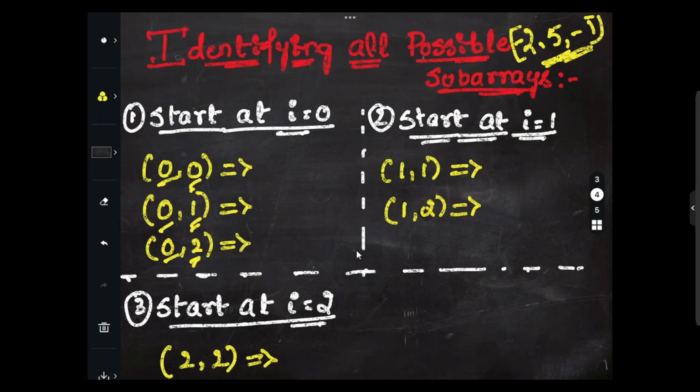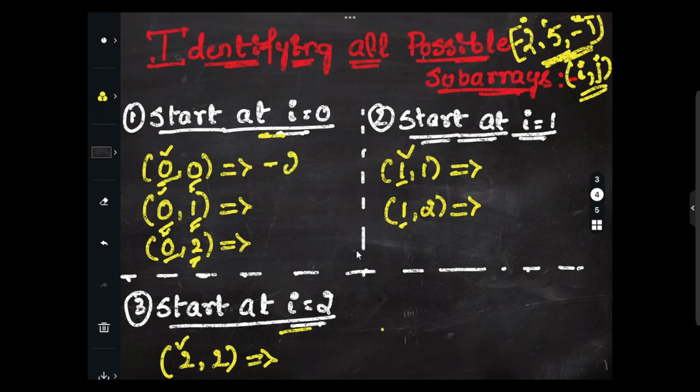For nums -2, 5, -1, there are 3 elements, so we consider i, j points. If we consider this as x and y, for x we will be considering 0 because we have to start from i equals 0. For i equals 1, we will be starting from 1, and for i equals 2, we will be starting from 2. I hope this is clear. For y we are considering 0, 1, and 2 because we have 3 elements and indexing starts from 0.